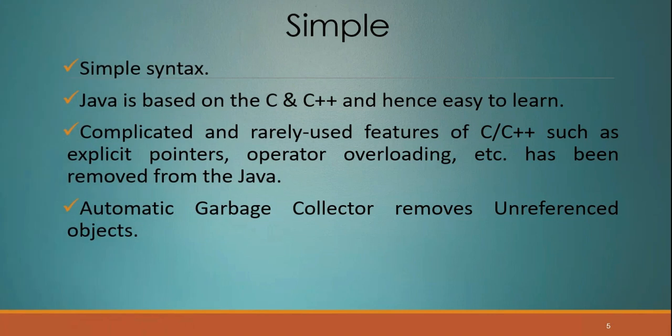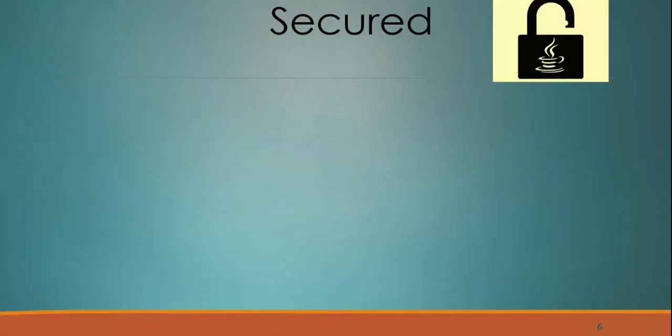Let's move ahead. Next is simple. Java is simple because it follows the syntax of C and C++. Hence, it's easy to learn. Java has removed many of the complicated and rarely used features of C or C++, such as explicit pointers and operator overloading. Java also supports automatic garbage collection of unused or unreferenced objects. Hence, Java is simple.